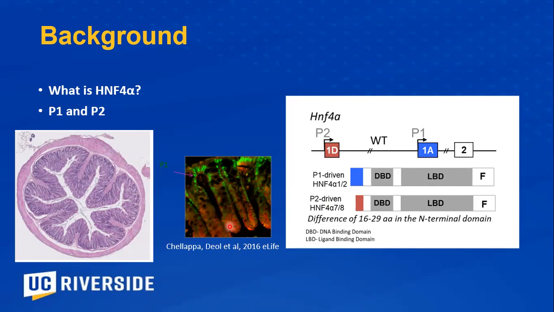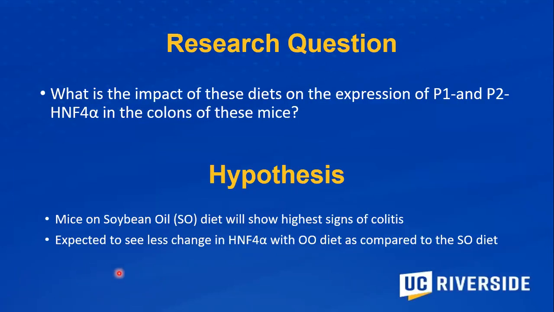So we have seen before that a diet with soybean oil can show a decrease in the expression of P1 and an increase in the expression of P2. We've also seen that mice that only express P2 are more susceptible to colitis. Now I'll be discussing the actual makeup of my research, which is the research question.